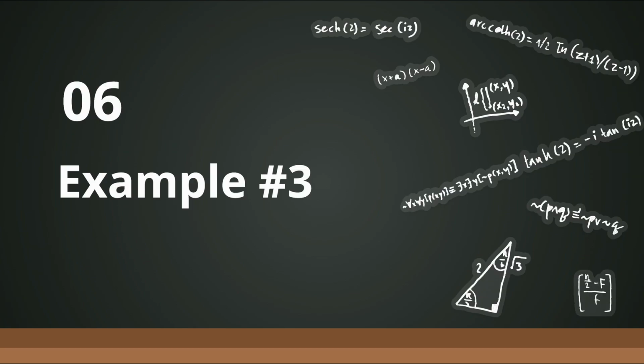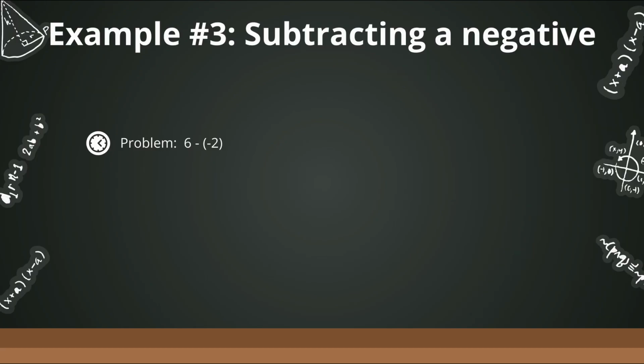Alright, next example, example 3, subtracting a negative. Now let's do a slightly trickier one, 6 minus -2. Using the rule, subtracting -2 is the same as adding 2. So 6 minus -2 becomes 6 plus 2, which equals 8. Notice how the subtraction sign changed to addition, and we used the opposite of -2.